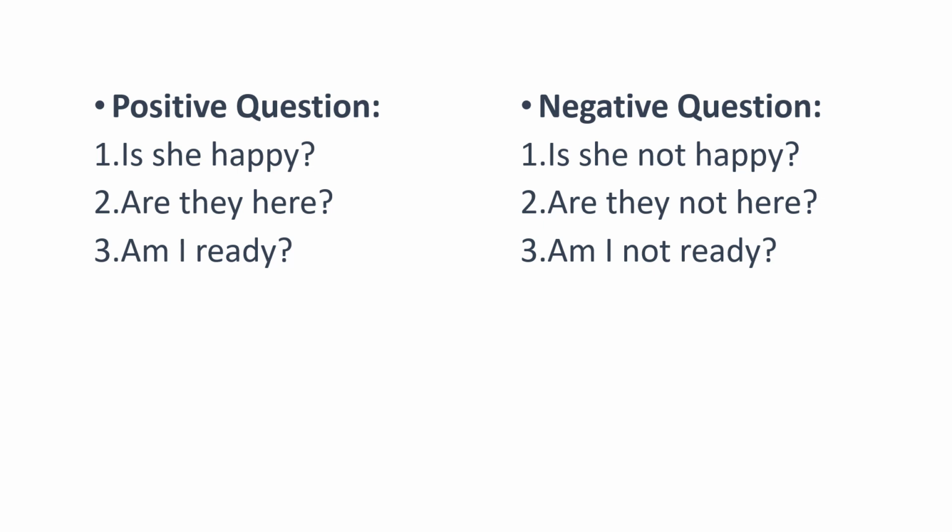To turn questions using the present form of be into negative questions, you usually add the word not after the form of be and switch the order of the subject and the verb. Here are some examples. Positive question. Is she happy? Negative question. Is she not happy? Positive question. Are they here? Negative. Are they not here? Positive. Am I ready? Negative. Am I not ready?